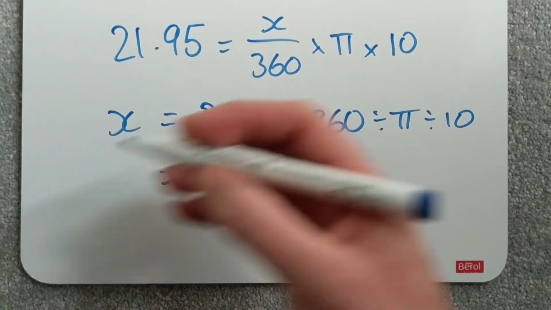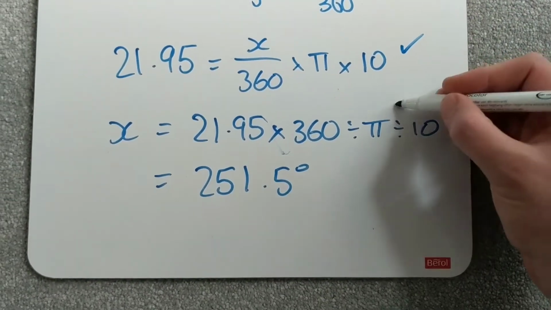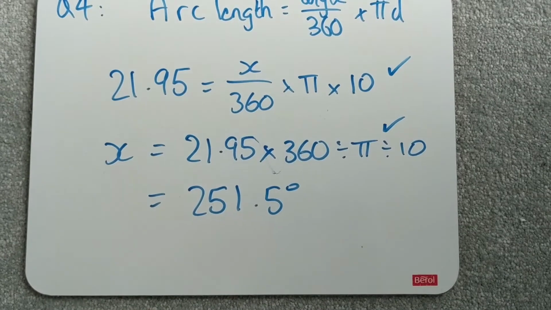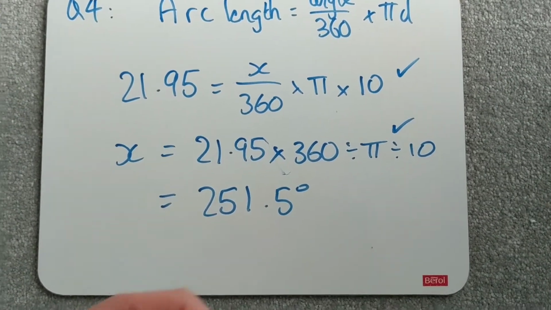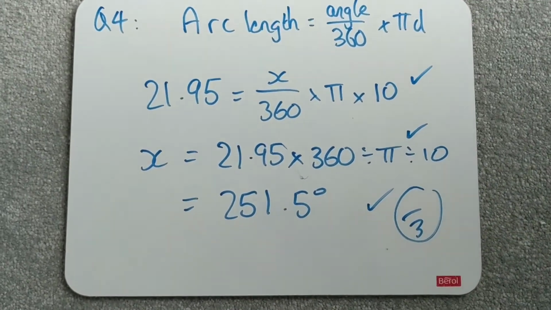It's worth 3 marks. 1 for having the formula with some numbers subbed in. The second for starting to change your subject to x, just to get x on its own. And the third to get the answer. So that one's out of 3.